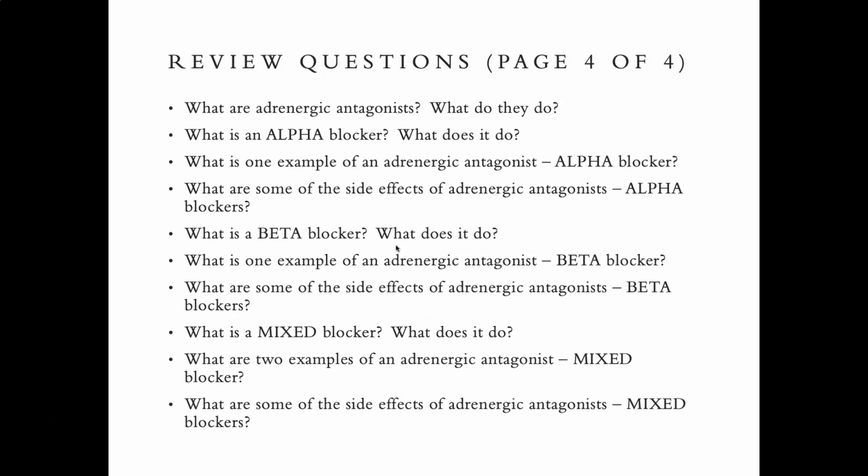What's an alpha blocker? What does it do? What is one example of an adrenergic antagonist alpha blocker? What are some of the side effects of these adrenergic agonists that are alpha blockers? What's a beta blocker? What does it do? What is one example of an adrenergic agonist beta blocker? What are some of the side effects of adrenergic agonist beta blockers?